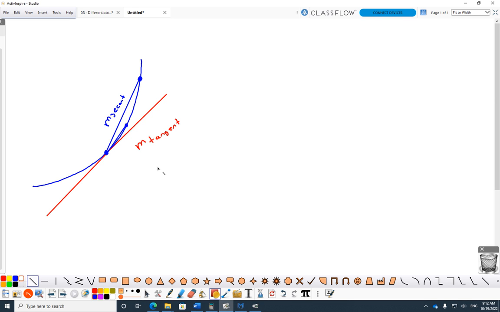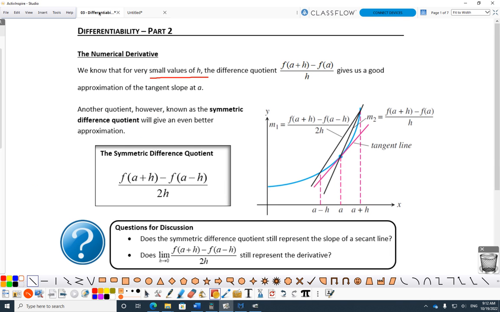And if the gap is small enough, back to the first line here, for very small values of h, the difference quotient gives us a good approximation to the slope of the tangent. As good as you want, actually. Get as close as you want. You want a better approximation? Get closer, get closer, get closer.